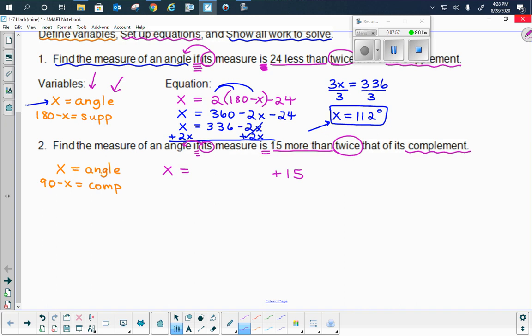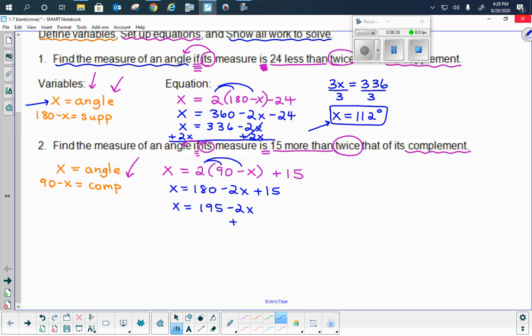So I'm coming over here again, looking at my definitions, my variables. And how do I write twice this complement? Hopefully you're putting 2 in front of 90 minus x in parentheses. Okay, clean that up a little bit. There you go. There's your equation. The rest is now showing the work and then rereading it and making sure that you get the same correct answer. All right, so I'm going to distribute. I'll have x equals 180 minus 2x plus 15. Combining like terms, x will equal 195 minus 2x.